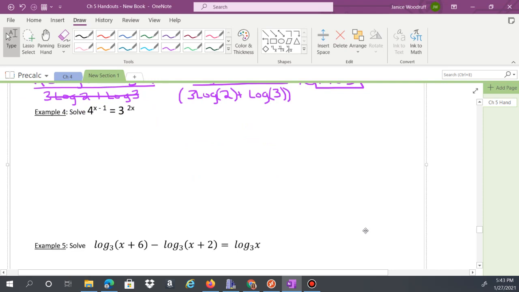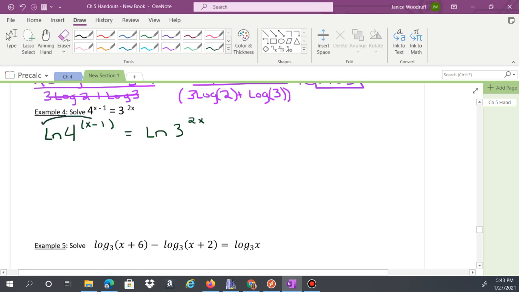Okay, so let's do another example like this. And we'll go ahead and do this one with natural log. Okay, so I'll place the natural log in front of both. So I'll have natural log 4 to the x minus 1 equals natural log 3 to the 2x. Okay, notice I put the x minus 1 in parentheses because it's two terms. You don't need to put the 2x in parentheses because it's only one term.